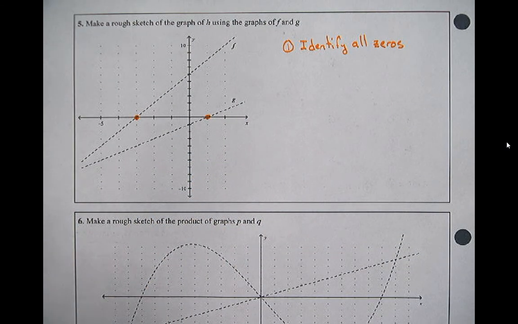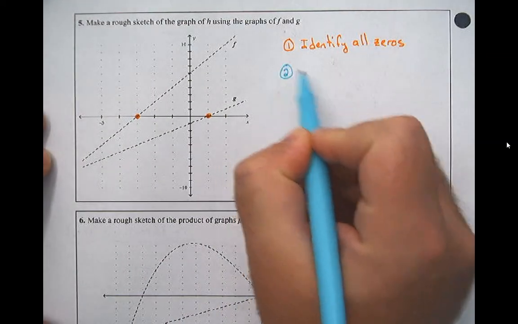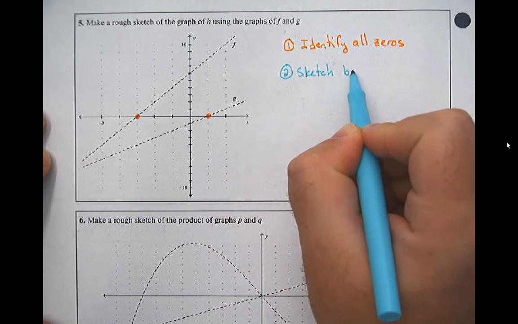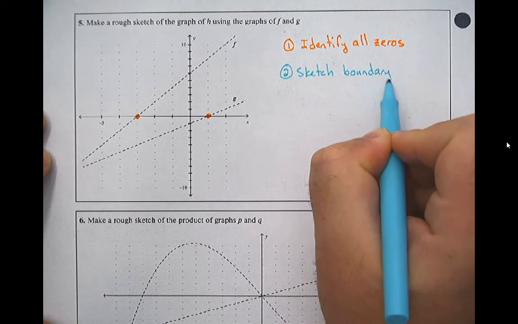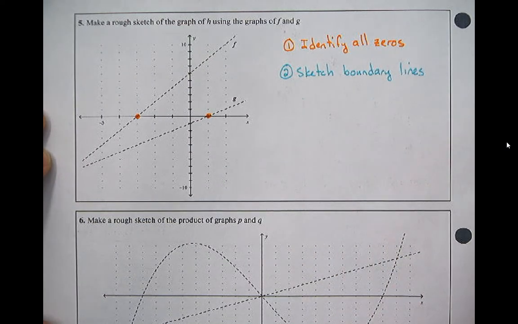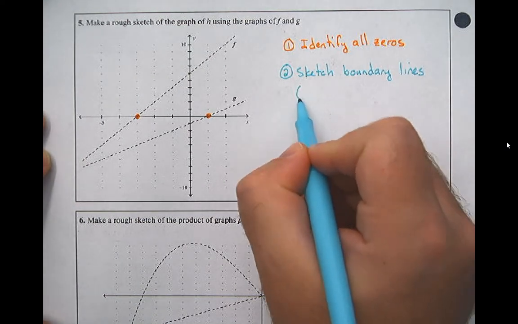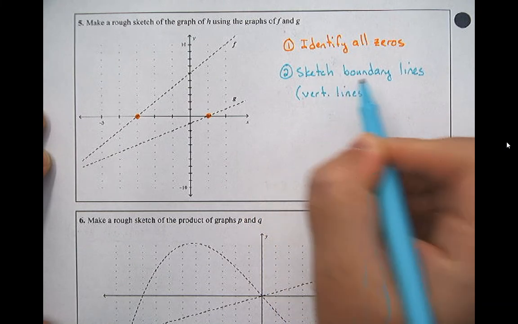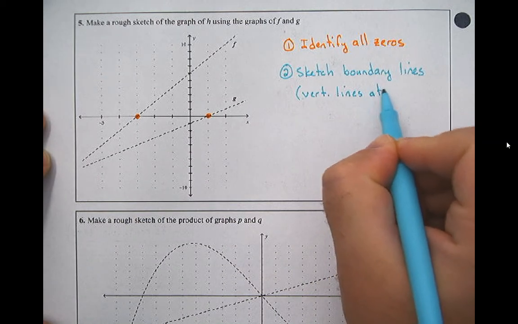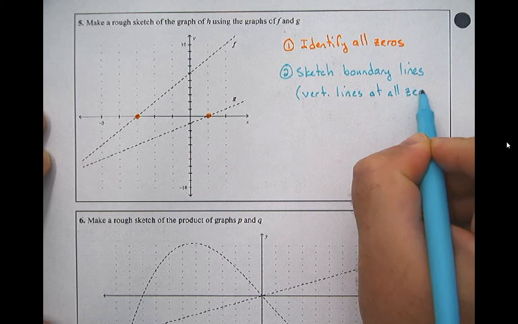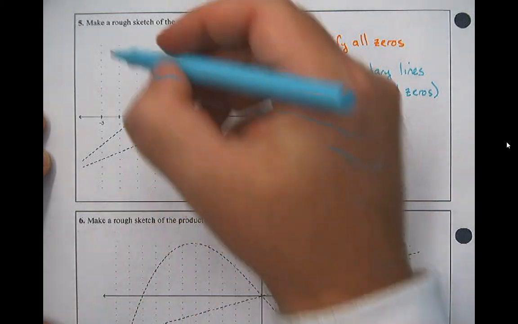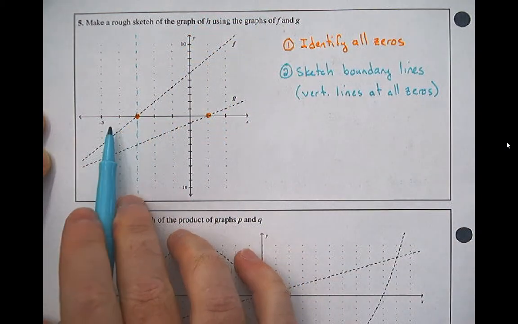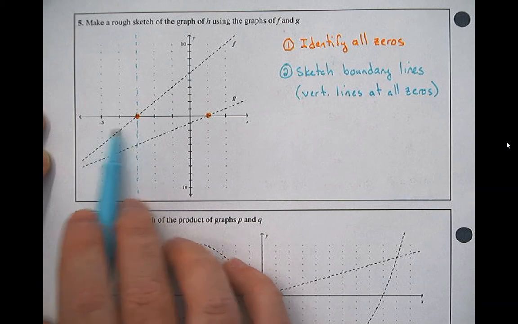Number 2, sketch boundary lines. Okay, what do I mean by boundary lines? Boundary lines are vertical lines at all zeros. So there's a 0 here. I would draw a vertical line. What that means is everything is going to separate this into a section, everything before this 0.